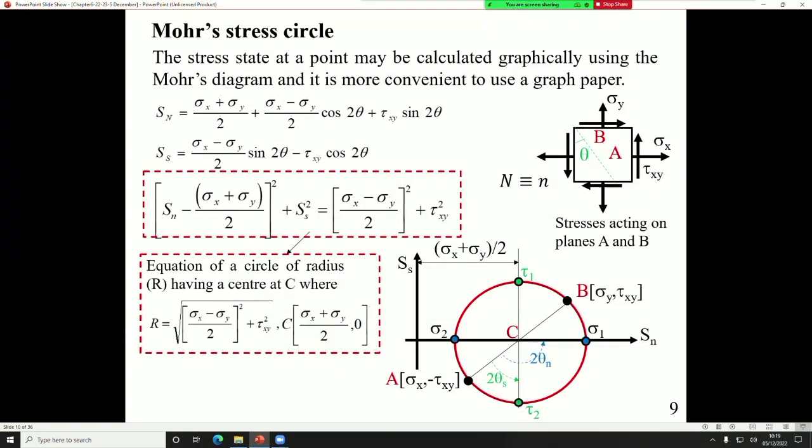So as I said, at any point on the Mohr circle, we have the stress state, or stress components, normal and shear, of any plane passing through this point. And how did we construct this circle? We constructed it using these three stress components, sigma x, sigma y, and tau xy. Any question on slide number 9?